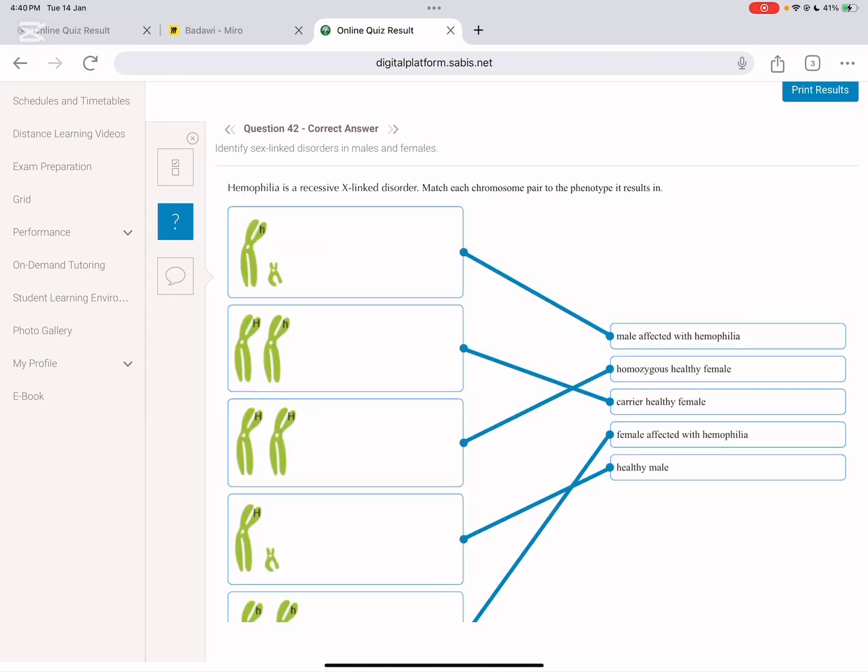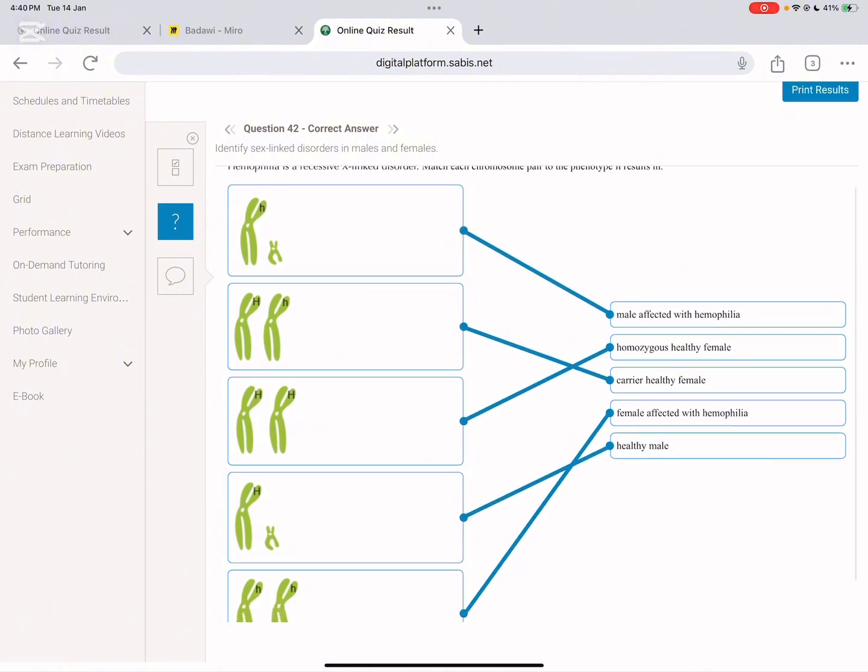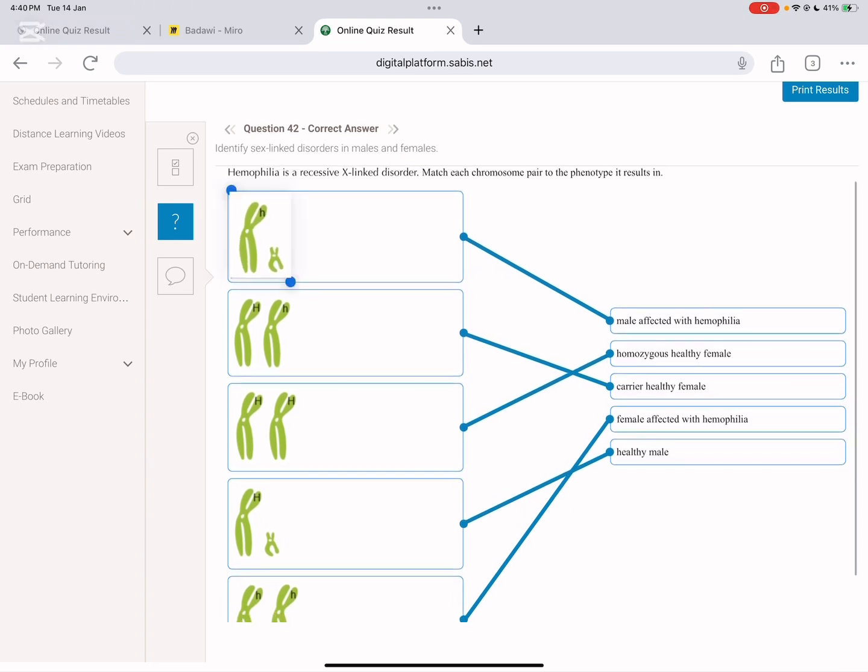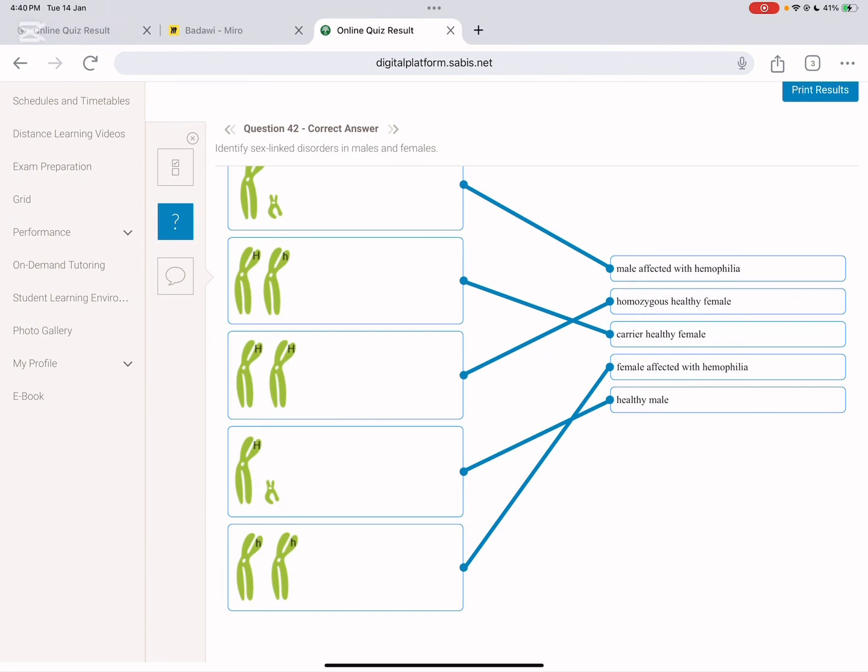Okay, this is easy also. First, you should know how to differentiate between male or female. Of course, the first one is male because this is the X and then this is the Y. Since it has a small letter, then it is affected. Second one is a female, which is a carrier, since it has the small letter too.